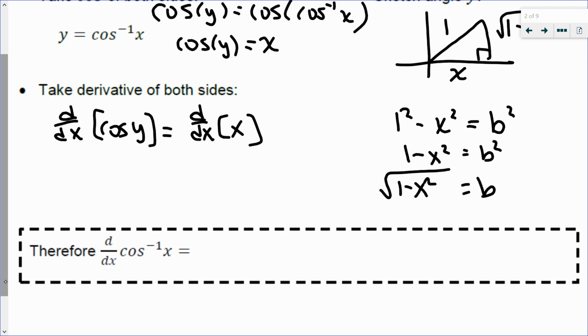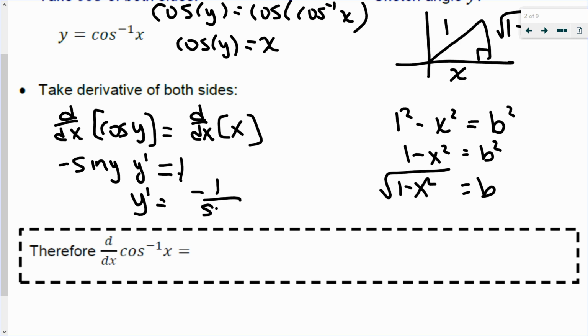Okay, so we know the derivative of cosine is sine, but because it's a c function, it's going to be negative sine y, and then multiply by y prime, because it's not just x. And then that will equal the derivative of x with respect to x, which is just 1. Okay, so let's get y prime by itself. So y prime is negative 1 over the sine of y. So 1 over sine is the same as cosecant. So this means that y prime is equal to negative cosecant of y.